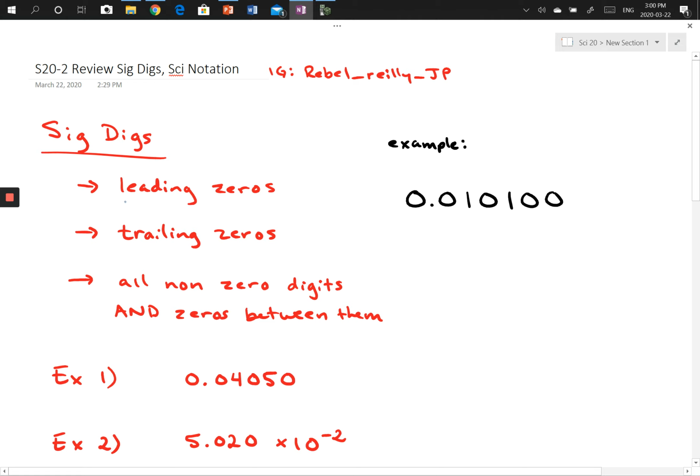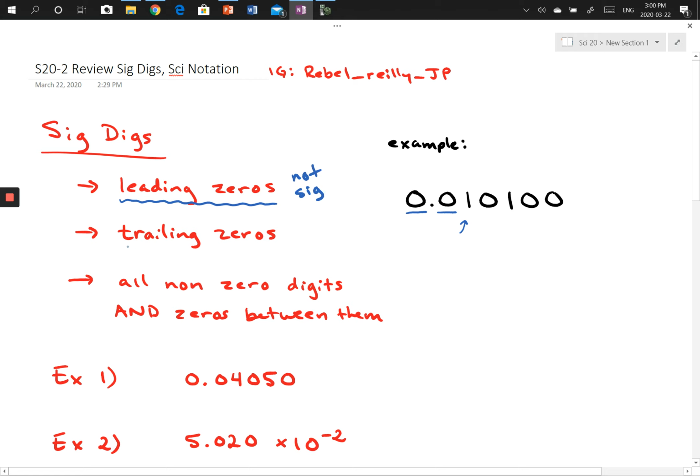First of all, the rule regarding leading zeros. A leading zero would be any digit that's in front of a non-zero digit. So those first two zeros in this number are leading zeros. These are not significant.